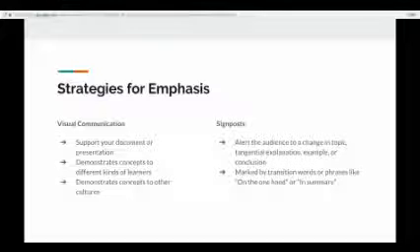These alert the audience to a change in topic, a tangential explanation, example, or conclusion. And in written language, they're marked by transition words. Also in oral communication, they're marked by certain turns of phrase, like on the one hand, on the other. And then in visual communication, there are also ways that a visual aid can indicate transition. So for example, a flow chart has very clear signposts of the direction in which the flow is supposed to go.